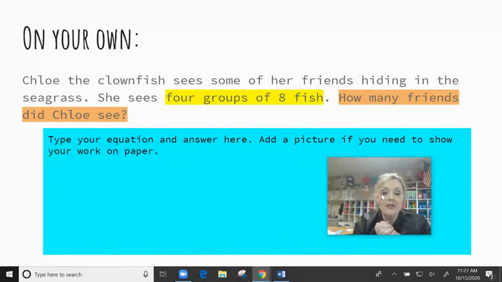So remember, you can use repeated addition, distributive property. You can use an array, draw a picture. You show us your strategy. Make sure you take a picture and put it into this blue box that you're going to see in your slideshow in your Google Classroom.